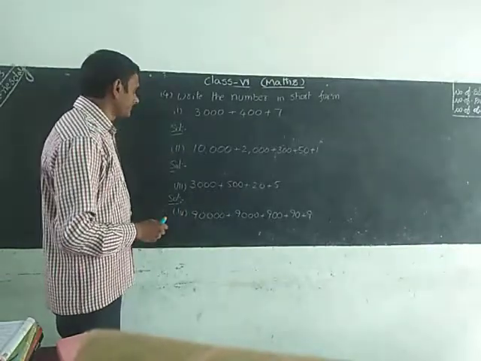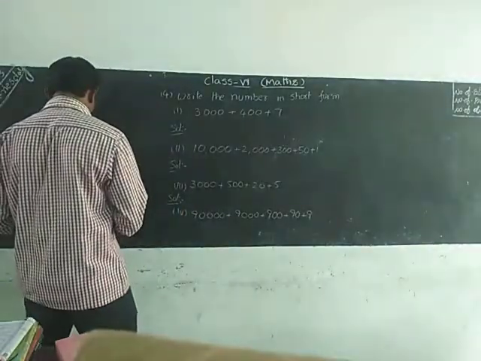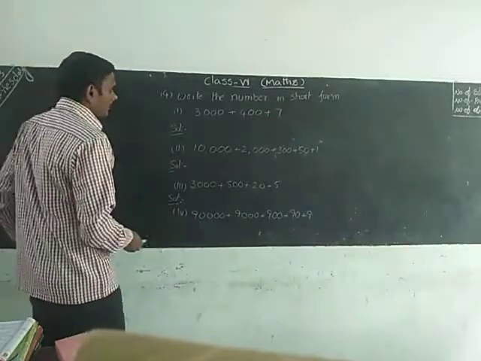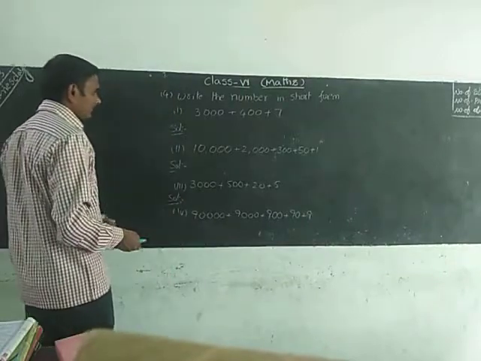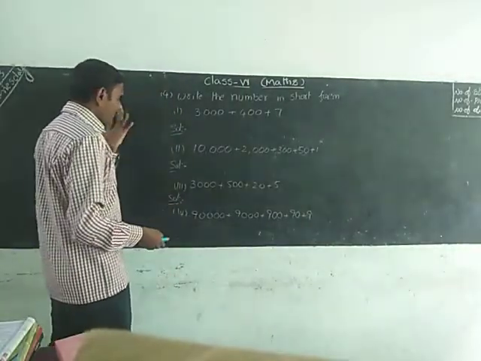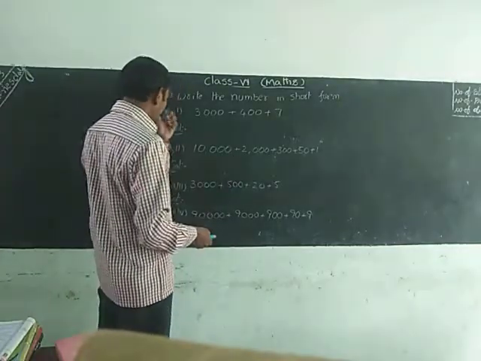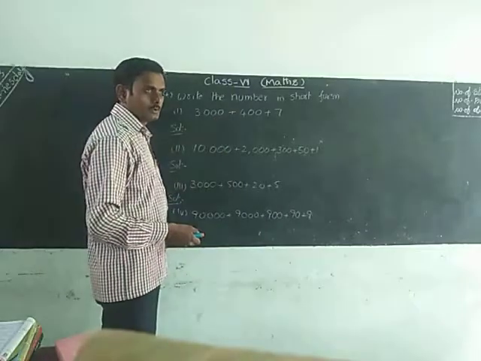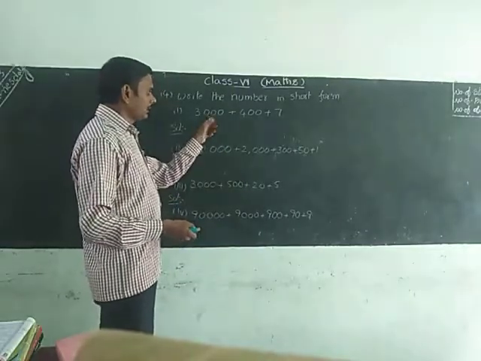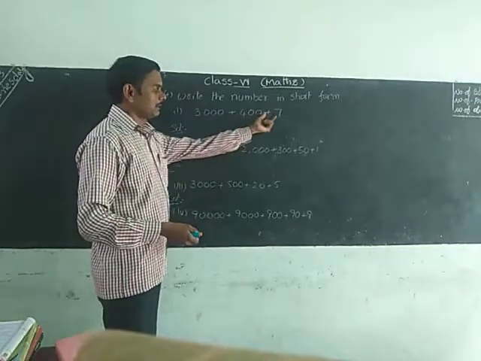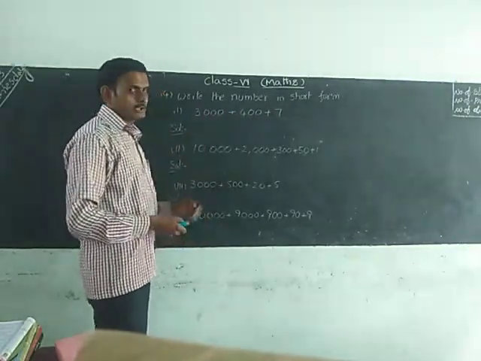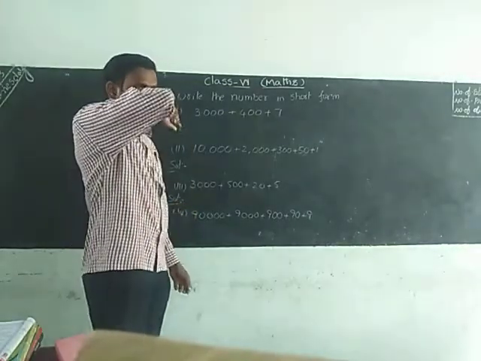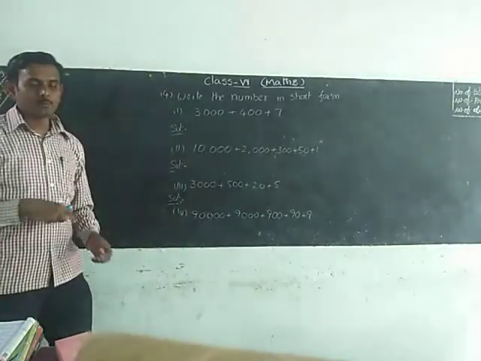Okay, first one. Here 3,000. Four numbers and three numbers are adding. Here three numbers are adding: one is this number, another one is this, another one is this. When we are adding three numbers, which number has more digits? I identify that first. In these three numbers, which has more digits?